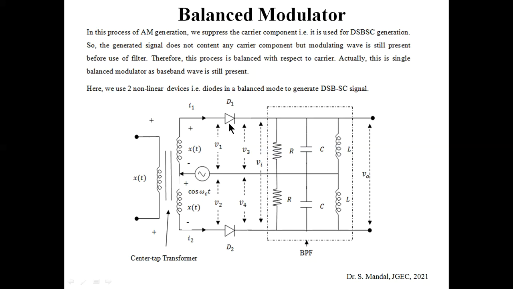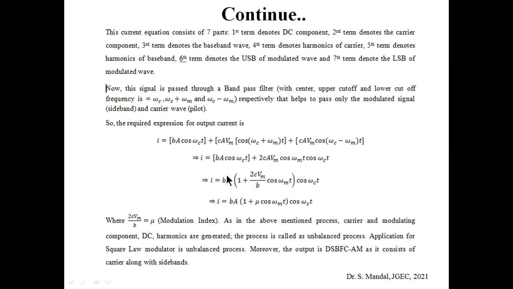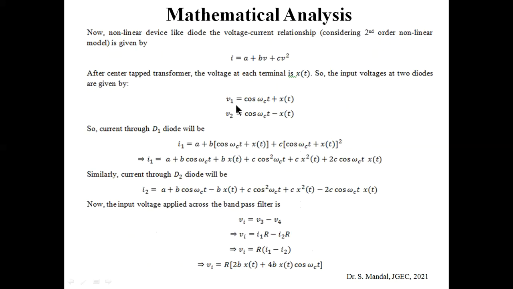The current through diode D1 will be nothing but i1 = a + b v1 + c v1². So obviously it will be a + b (cos ωc t + x(t)) + c (cos ωc t + x(t))², and it can be written as: i1 = a + b cos ωc t + b x(t) + c cos² ωc t + c x²(t) + 2c cos ωc t x(t).